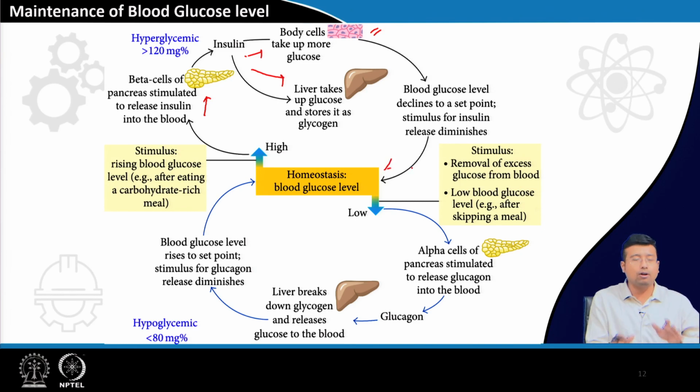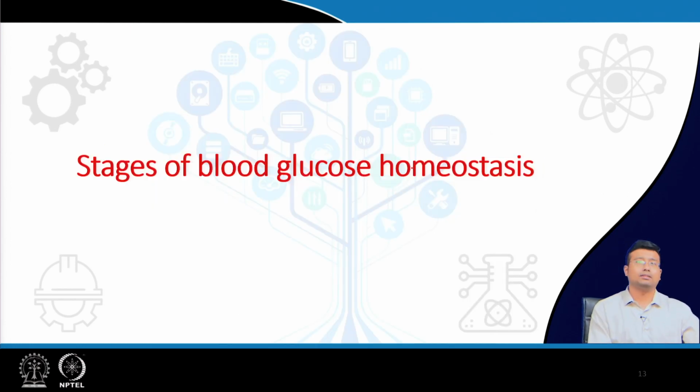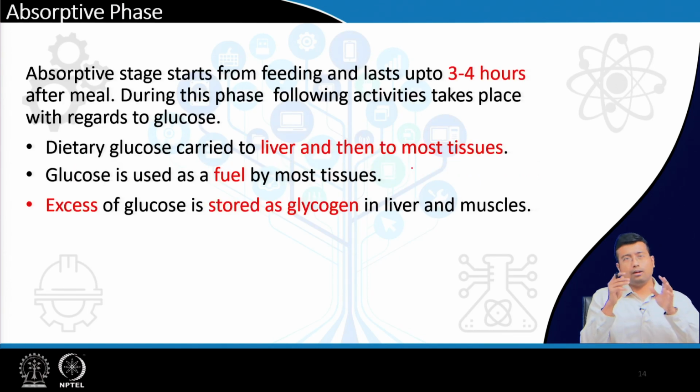Okay. So, this is the overall pathway by which the glucose level is maintained in the system. Now, let us learn about the stages of blood glucose homeostasis. So, by the stages, I mean a scenario where we are having an adequate diet, right.